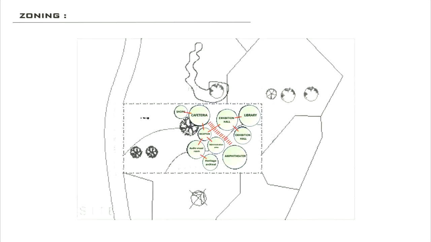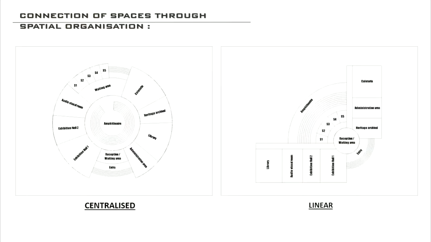Zoning was done on the basis of site analysis and bubble diagram to understand the placement of spaces. We have also studied about spatial organizations. There are 5 types of spatial organizations: centralized organization, linear organization, radial organization, cluster organization, and grid organization. Here, I have showed connection of spaces with the help of spatial organizations.